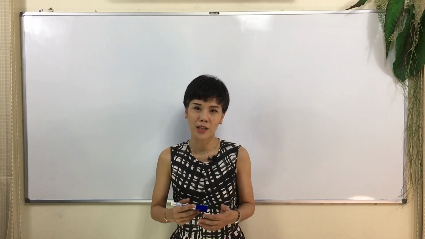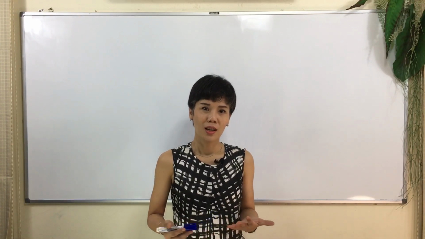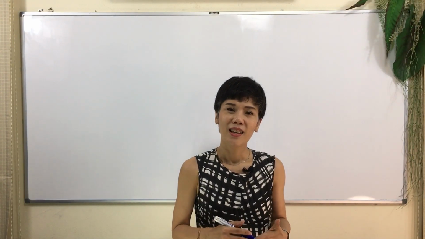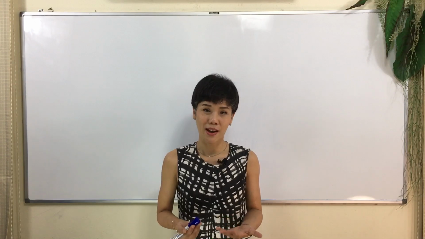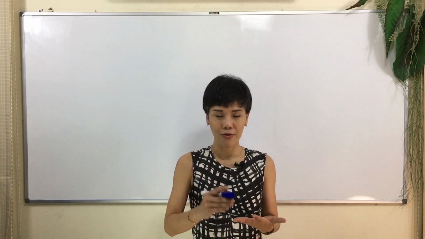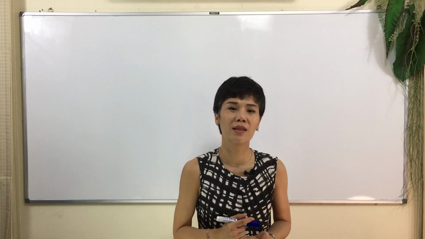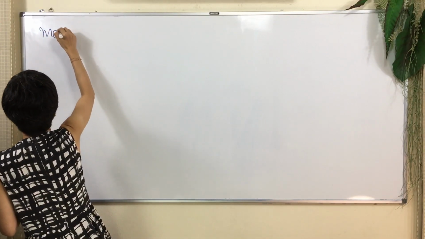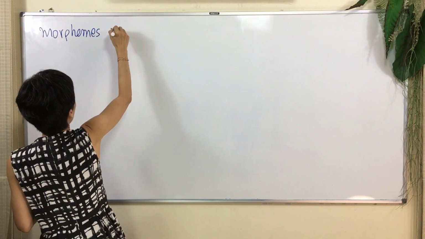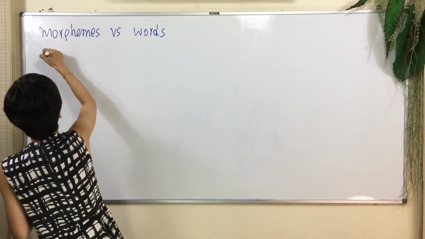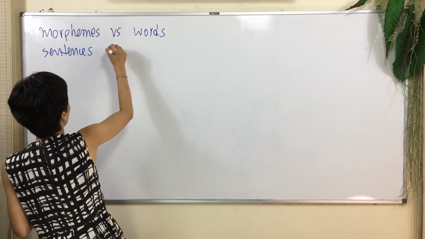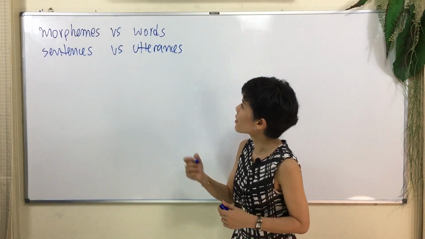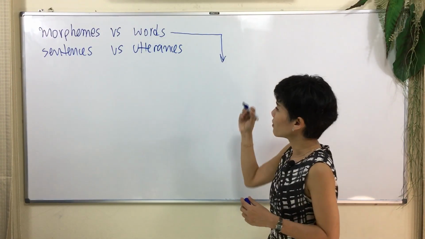Totally, we recognize 4 meaningful units in language. They are called morpheme, word, sentence, and utterance. In this video, I'm going to put them into 2 pairs. I'll first discuss morphemes and words, and then I'm going to discuss sentences and utterances. So let me put it down here. Alright, so let's start with the first pair, morpheme and words.